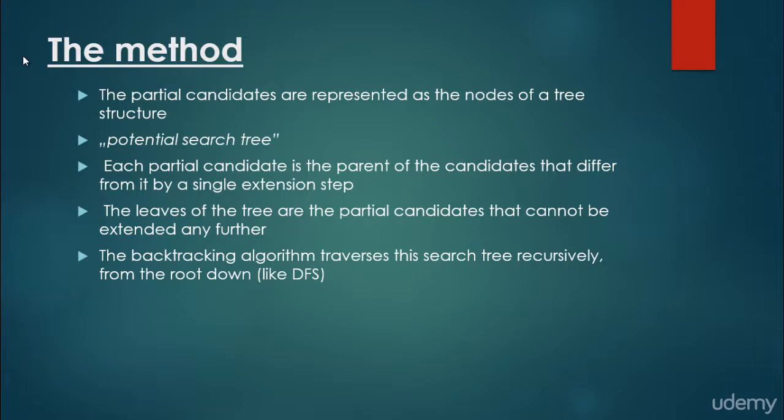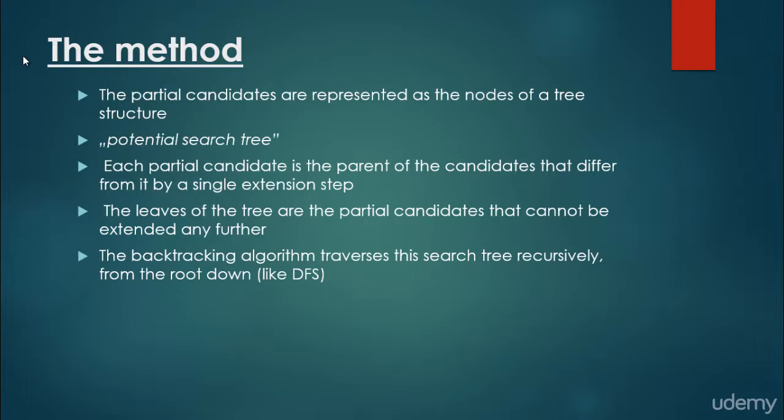We are going to talk about, by the way, the n queens problem in the next video, and we are going to build such a potential search tree. So if you don't understand what a tree structure is, you are going to know everything about it. Each partial candidate is the parent of the candidates that differ from it by a single extension step. And the leaves of the tree are the partial candidates that cannot be extended any further.